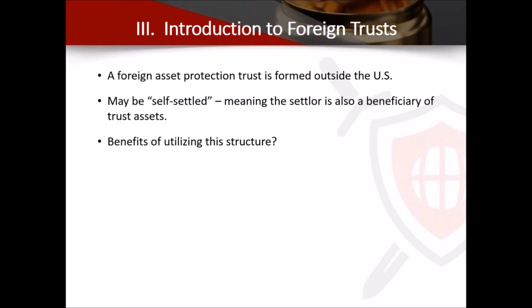So, a foreign asset trust is formed outside the U.S. Like I had mentioned, it may be self-settled. So, a lot of times you'll hear these words, self-settled, which means that the grantor puts the money into a trust for the grantor, right? And now, we're looking at the benefits of utilizing this structure.